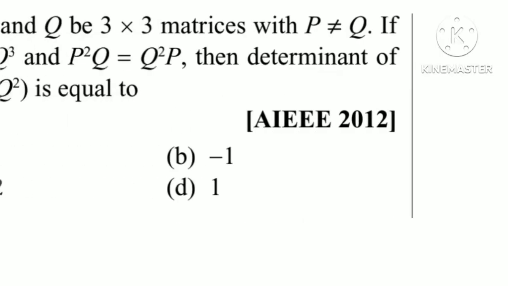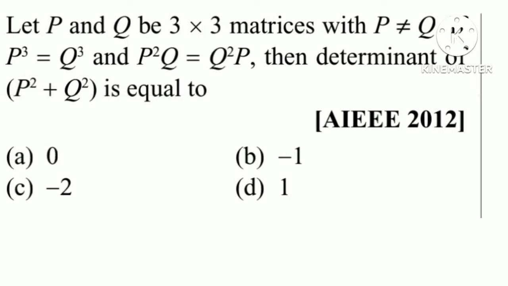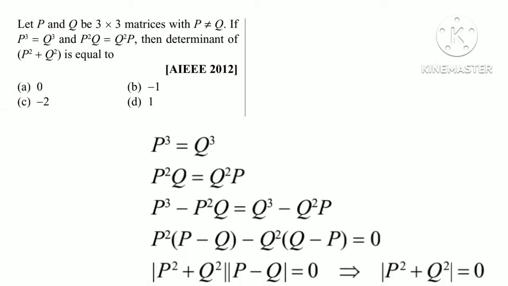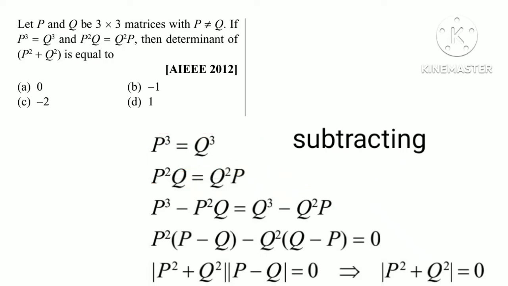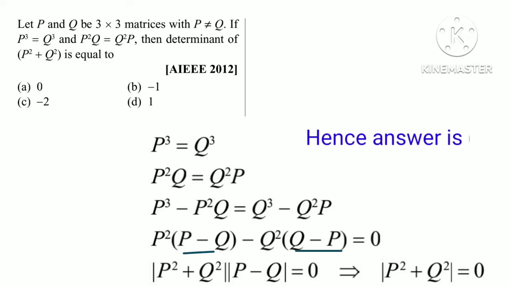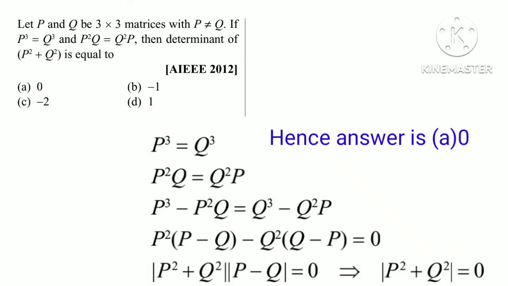P and Q are 3 cross 3 matrices. P is not equal to Q. P cube is equal to Q cube. P square Q is equal to Q square P. Take the condition P cube is equal to Q cube and P square Q is equal to Q square P, then subtract. Then take the common term P minus Q on both sides. Then (P square plus Q square) into (P minus Q) is equal to 0. P minus Q cannot be 0 because P is not equal to Q. Therefore P square plus Q square is equal to 0. That's the correct answer, A.